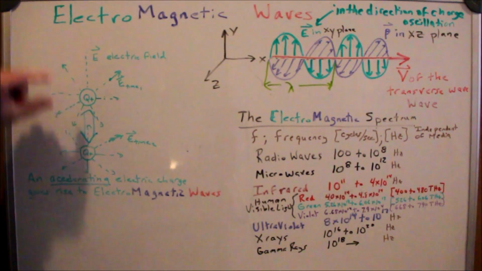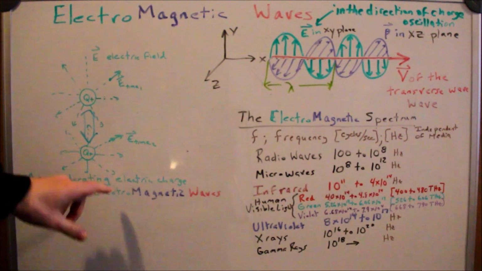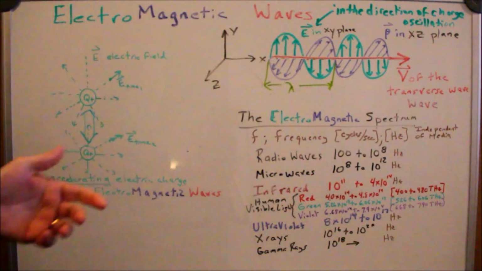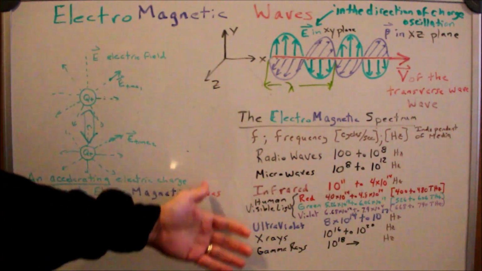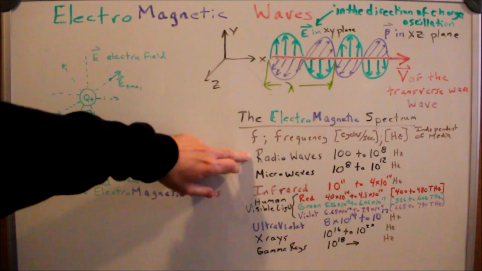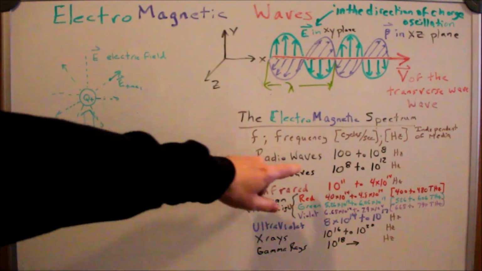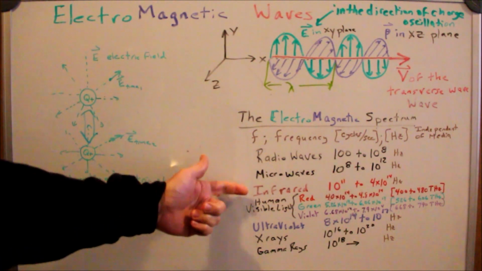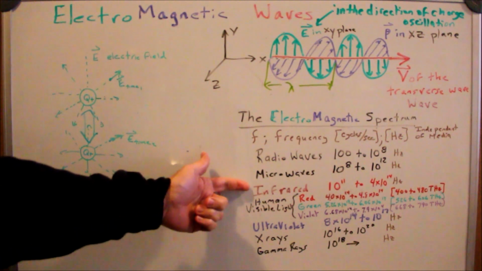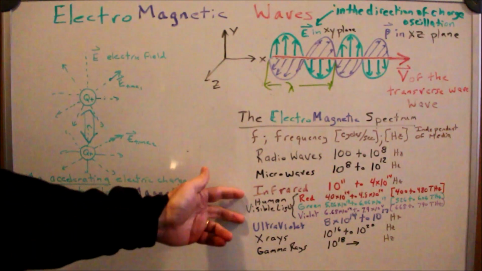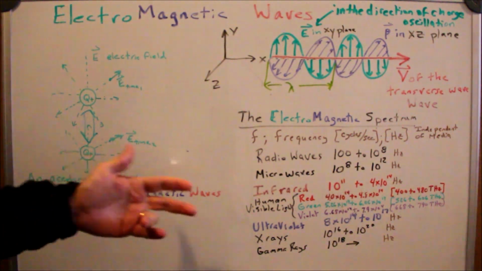Now, the frequency at which this accelerating electric charge oscillates determines the frequency of the wave that's emitted from it. There's a whole spectrum of waves, going from the very low frequencies, for example radio waves from 100 to 10 to the 8th hertz, then slightly higher frequency microwaves, then infrared at higher frequencies again, and then there's a whole spectrum which we're very acutely aware of because it's what our eyes pick up, called visible light.